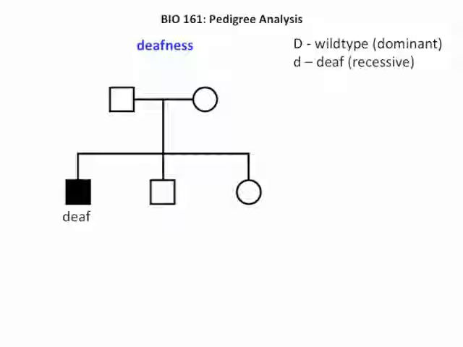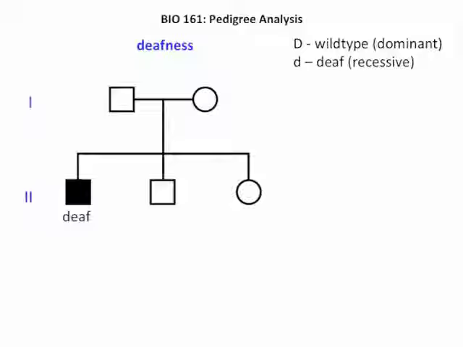Now, how I know that he's a boy and not a girl is because he's drawn as a square and not a circle. So this is how you identify the sex of individuals in a pedigree. The other thing about identifying individuals in a pedigree is that generations are numbered with Roman numerals. So the parents in this pedigree would be Roman numeral 1. The 3 children are Roman numeral 2.